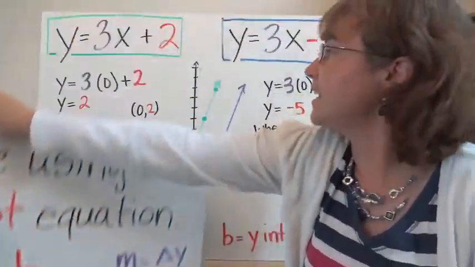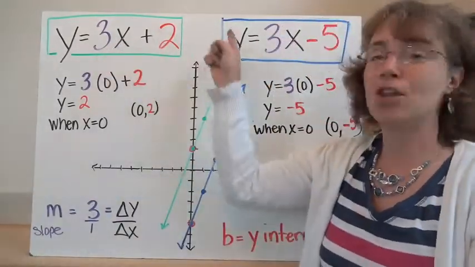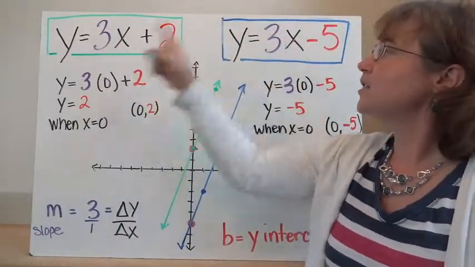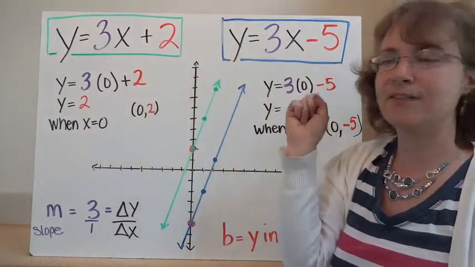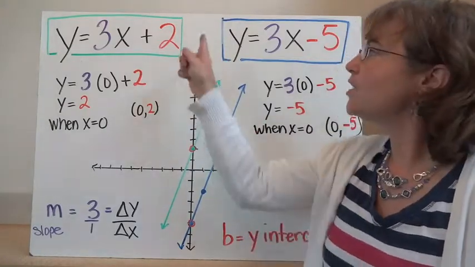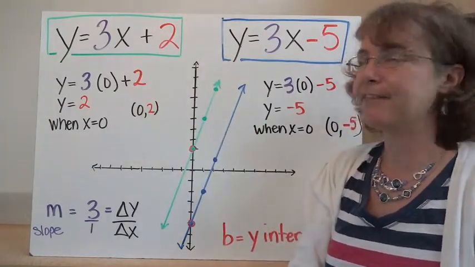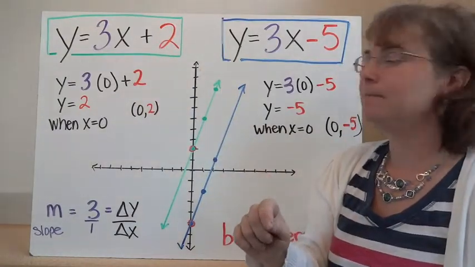Let's take a look at an example where we have a different y-intercept and we have the same slope. So I have two equations here, y equals 3x plus 2 and y equals 3x minus 5. They're written in my form y equals mx plus b, and so I can use that form to help me graph them. Well, let's look at really what that y-intercept means.